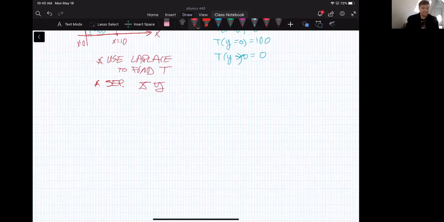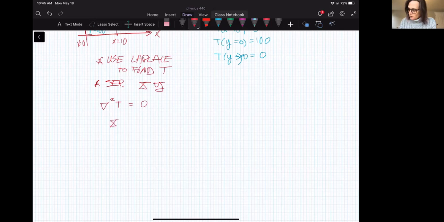Okay, welcome back. How'd you guys do? Okay. What's the functional form for y? Just general. Exponential. Yeah, positive exponential. And the general form for x? Sinusoidal. Mm-hmm. Which one, sine or cosine? Sine. Right. Good.